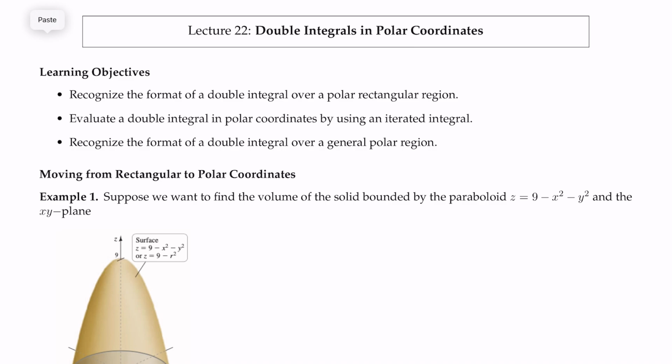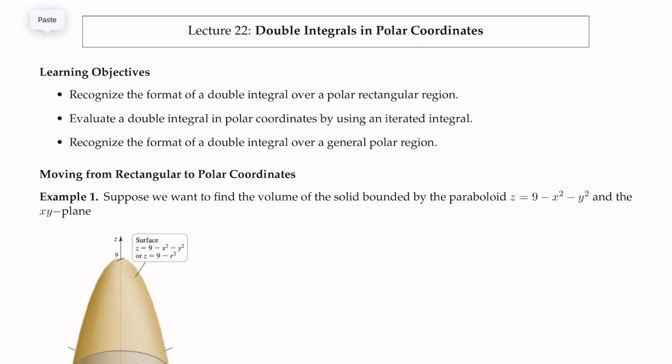In this lecture, we learn how to formulate double integrals in polar coordinates and how to change double integrals from Cartesian or rectangular coordinates to polar coordinates. That is the idea of this lecture, and hopefully at the end you will be able to recognize the format of a double integral over polar rectangular regions, evaluate a double integral in polar coordinates by using an iterated integral, and recognize the format of a double integral over general polar regions.